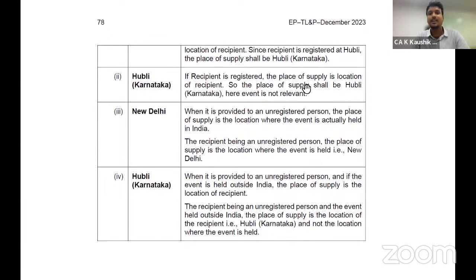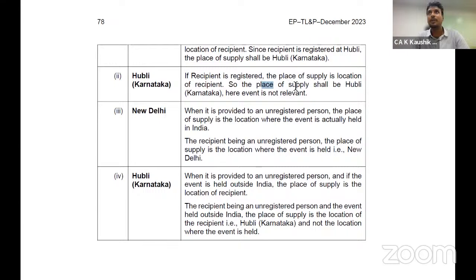Here also, if the recipient is registered, the location of the recipient is the place of supply. So the place of supply shall be Hubli. Here, the event held in Delhi is not relevant.